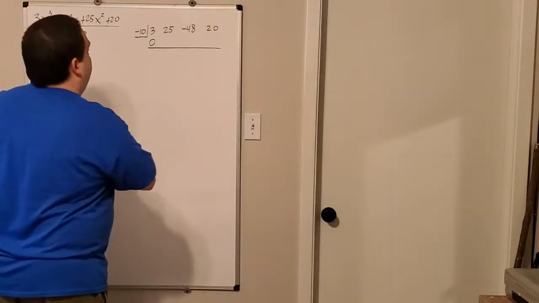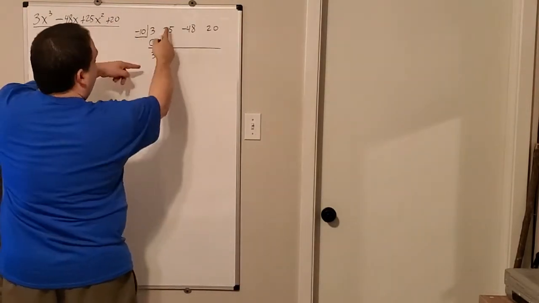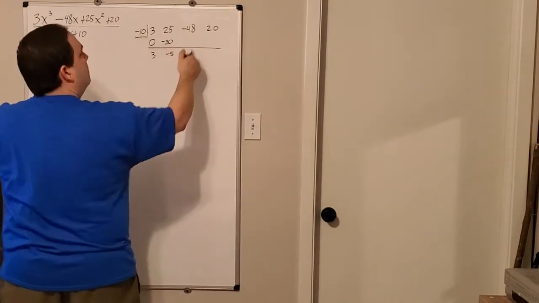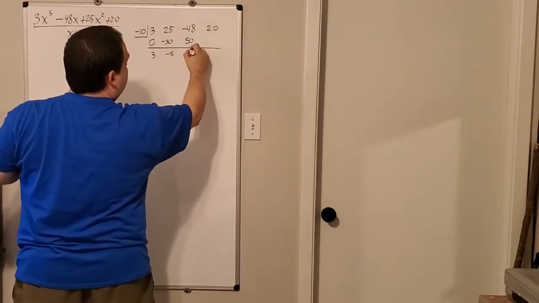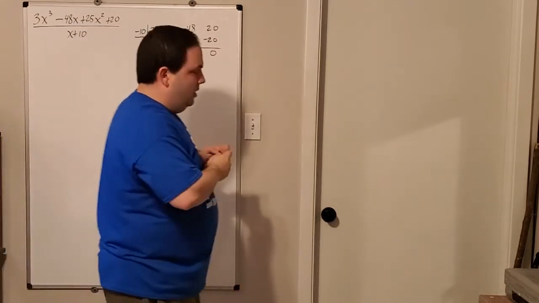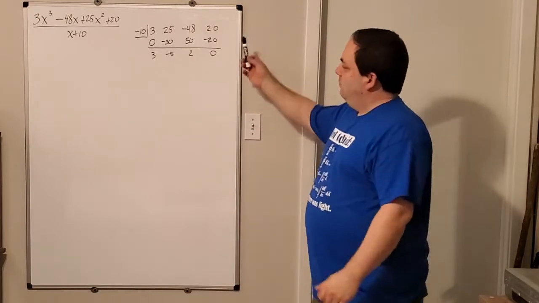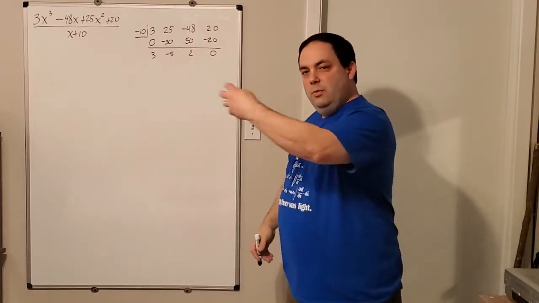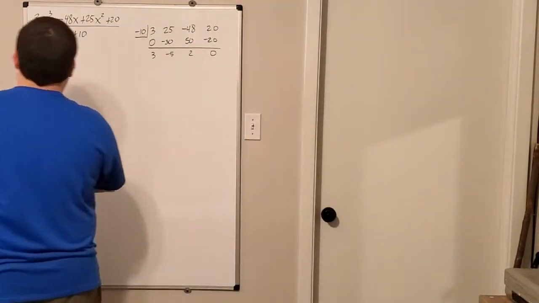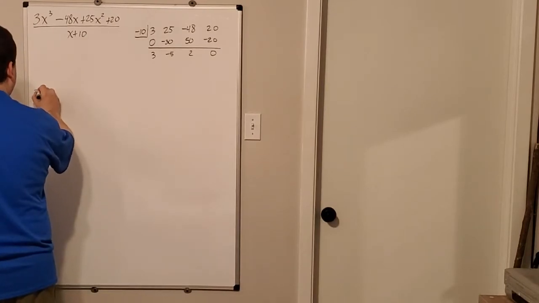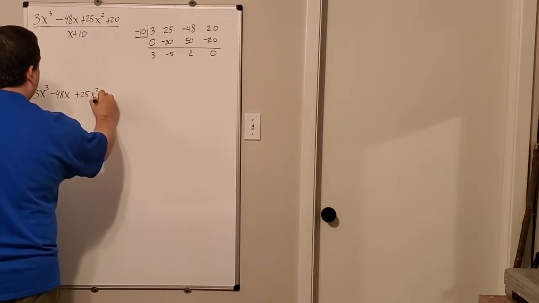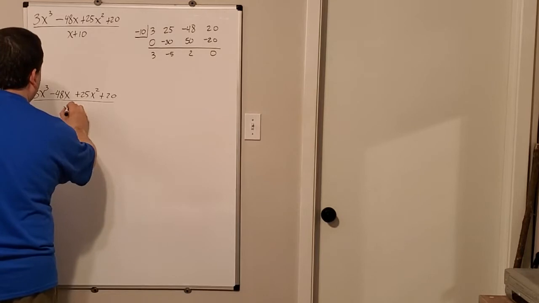Okay, synthetic division. Add, multiply, add, multiply, 50, add, 2, multiply, negative 20, add, 0. We got a 0 remainder that time, right? So we're not going to have the partial piece at the end anymore. This one actually divided out cleanly and evenly. All right, so 3x to the third minus 48x plus 25x squared plus 20 divided by x plus 10.